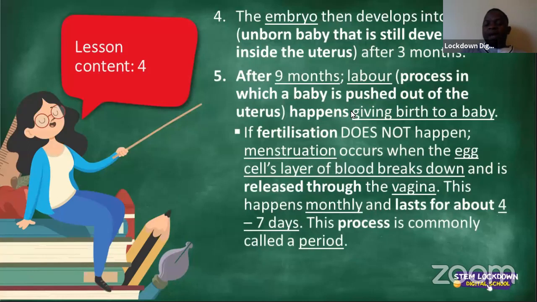The last part that we need to also note is what happens if fertilization does not happen. What does that mean? It means that the egg was released into the uterus from the ovary, and there was no combination of the egg with any sperm. So absolutely no fertilization occurred at that time.